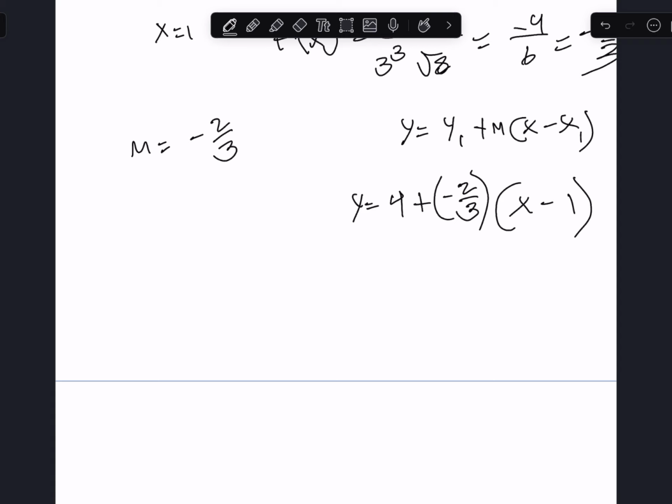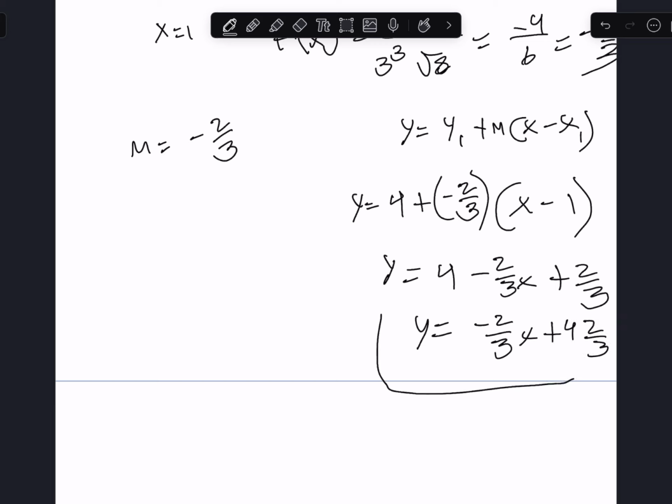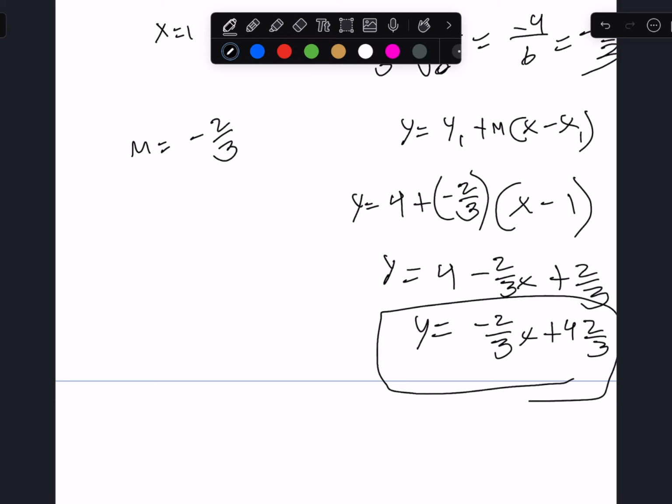So we just do a little algebra. We distribute, and we get y equals 4 minus 2 over 3 x plus 2 over 3. And we finally get y equals negative 2 over 3 x plus 4 and 2 over 3. And that is the equation of the tangent line to that original function at the point (1, 4). It is going to be y equals negative 2 over 3 x plus 4 and 2 thirds.